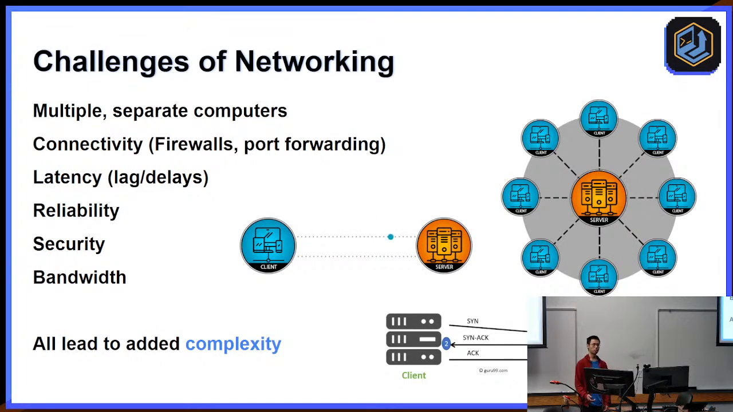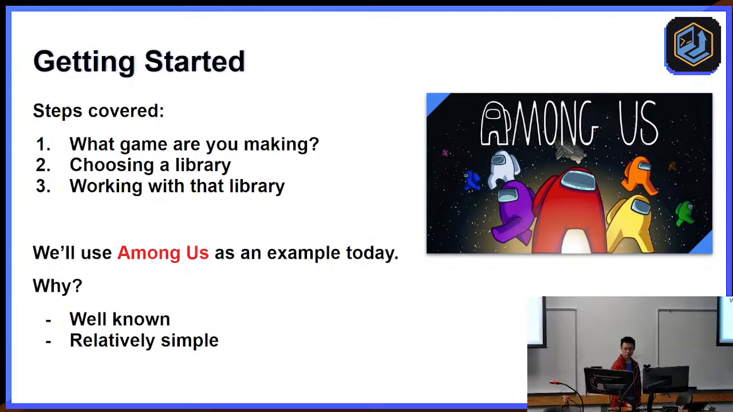If you compare that to a bigger game like Overwatch, Overwatch has a lot of security. It's really sensitive to latency. If you shoot at someone and it doesn't register, you'll be very, very annoyed as a player. Those are things that you really can't afford to implement as a smaller developer. So getting started. What game are we making? And choosing a library and working with that library. We'll use Among Us as an example because it is well known and it's relatively simple. So has anyone not heard of Among Us?